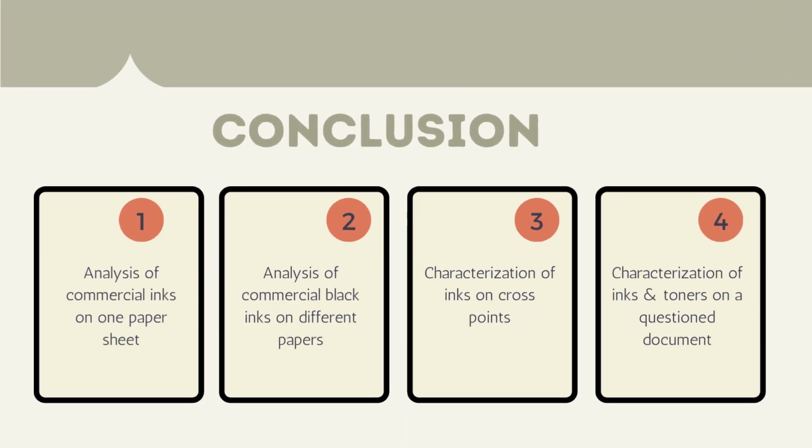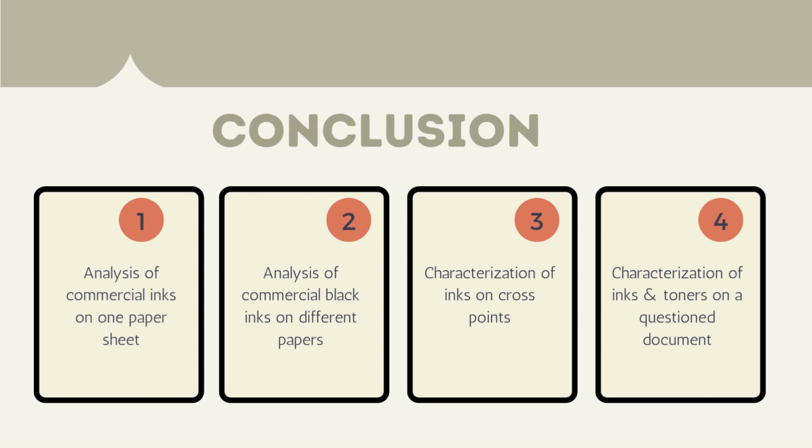For each analysis, it can be concluded that the first analysis of commercial inks shows different content of copper, zinc, manganese, nickel, lead, iron, and chromium metals. For the second analysis, LIBS is able to discriminate 8 types of inks on different types of papers by using statistical approaches such as PCA and LDA.